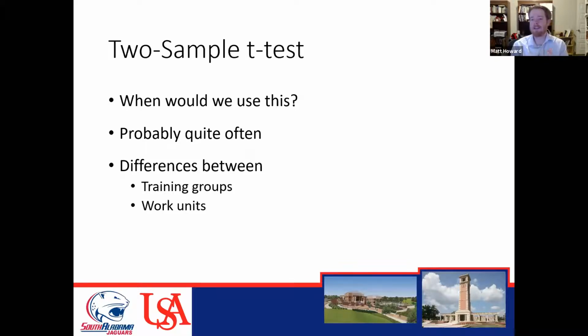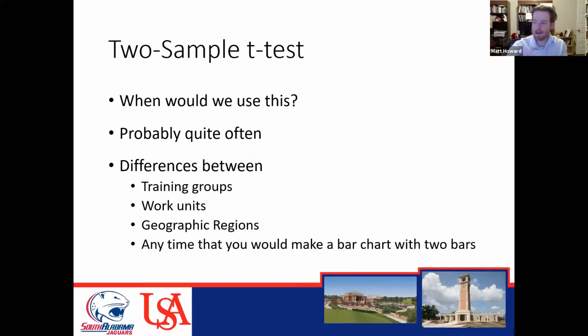And then based on that, you could get at least some type of rough estimate. Are the employees under supervisor A indeed doing better than the employees under supervisor B? And you can assess that through a two-sample t-test. We might also have geographic regions. So if we want to see whether factories located in Alabama perform better than factories located in Mississippi, we could perform a two-sample t-test and see if on average, factories located in Alabama are indeed performing better than factories located in Mississippi.